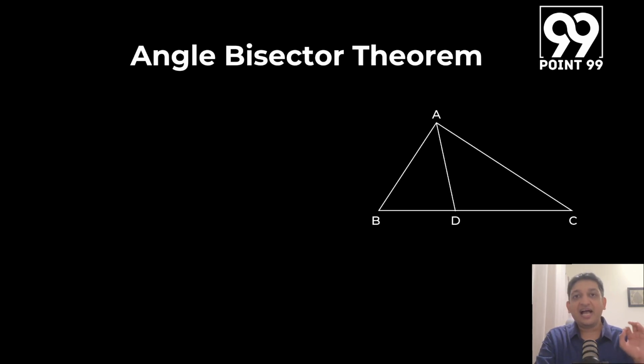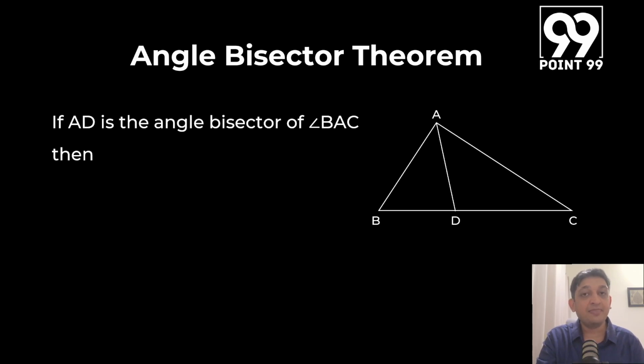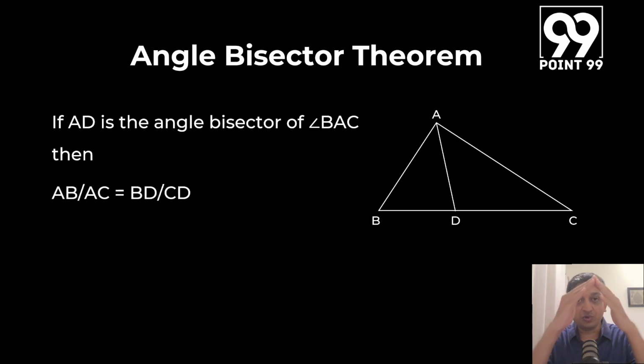In terms of the angle bisector theorem, which is also the last concept in terms of triangles, there are two types of angle bisectors that you can see. One is the internal angle bisector and the other is the external angle bisector. Now in this triangle, let's say AD is the angle bisector of angle BAC. Then what is going to happen? You are going to have AB upon AC, the two sides that make the angle, the ratio will be equal to BD upon CD, the point which cuts the third side into two parts. So AB by AC will be BD by CD.